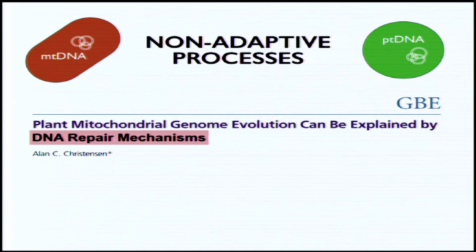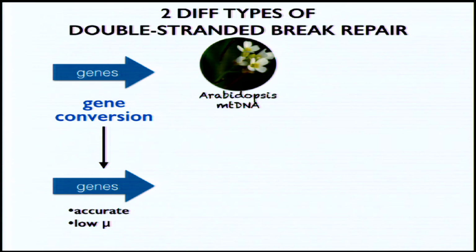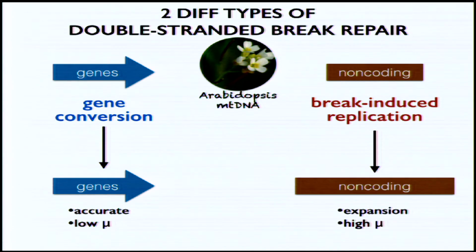So he was looking at Arabidopsis mitochondrial DNA, and he described how within this system, there are likely two different types of double-stranded break repair going on, but they can actually explain some very interesting aspects of the mitochondrial genome architecture. Within genes, it looks like there's a bias towards gene conversion, which is very accurate and gives you a very low observable mutation rate. Whereas within the non-coding regions, there appears to be a bias towards break-induced replication, which, if you look at the way that works, can lead to this expansion of non-coding regions and also the rearrangements among non-coding regions.